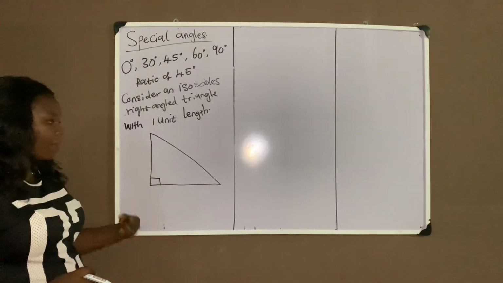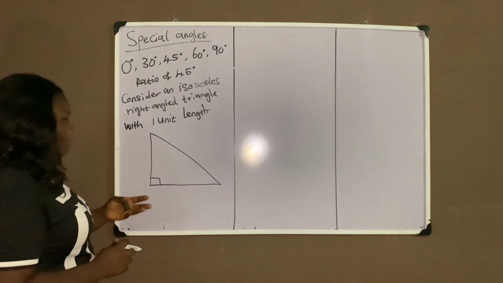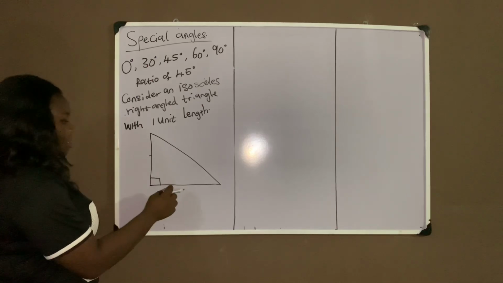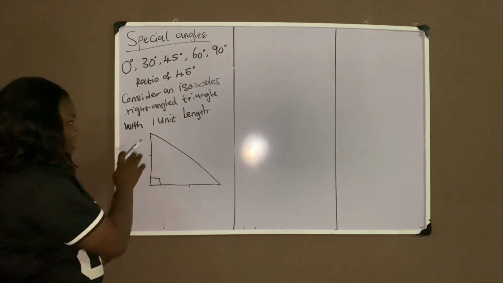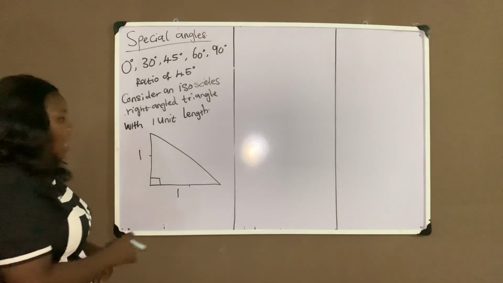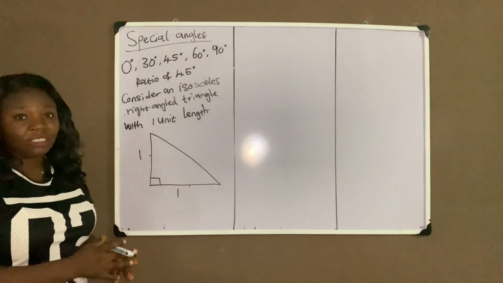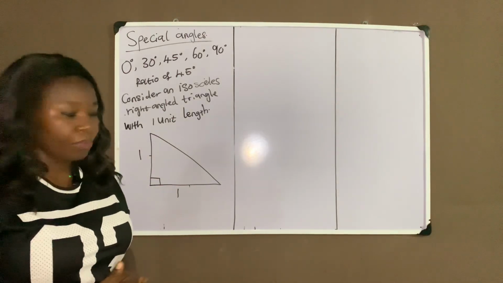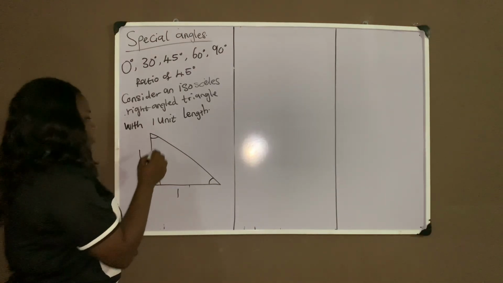So to become an isosceles right angle triangle, it means that this side is equal to this side. So we are considering 1 unit for the length. So here is 1 and here is 1. And this side being equal to this side, it means that the two base angles are equal, which means the angle here is equal to the angle here.